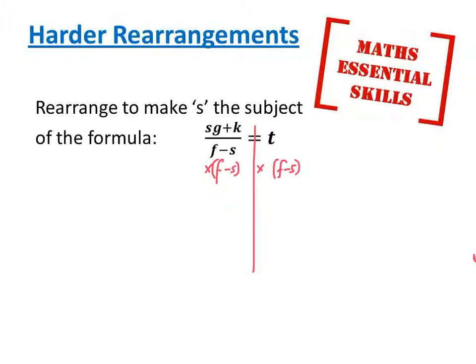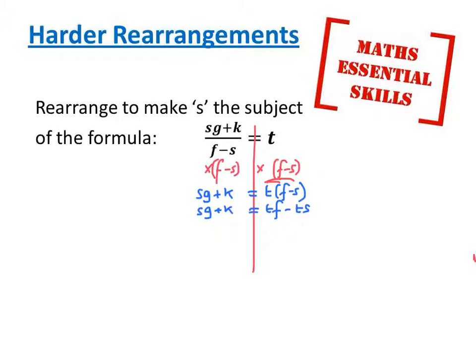When I've done this, I end up with SG add K on the left equals T multiplied by F minus S on the right. Okay, I see a bracket in maths. I'm now going to expand it out. Okay, let's now write down what we get. On the left it remains SG add K, and on the right TF minus TS.